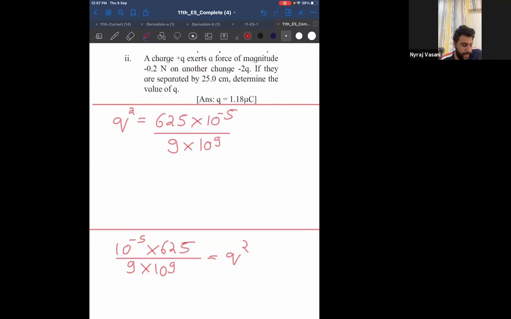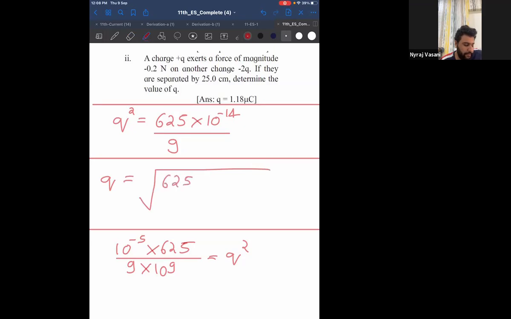Now can I say if I take 10 power 9 to the numerator, it becomes 10 power minus 9. Now what is 10 power minus 9 minus 5? It becomes 10 power minus 14, correct? So q square is 625 by 9 into 10 power minus 14. Therefore, I will take square root on both sides. Therefore, it will become square root of 625 by 9 into 10 power minus 14.